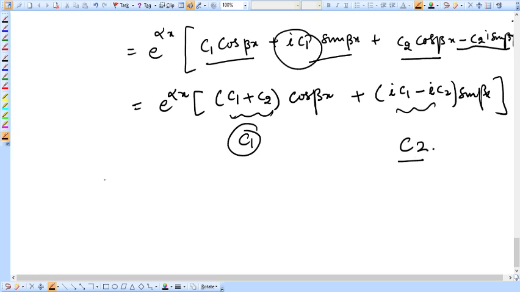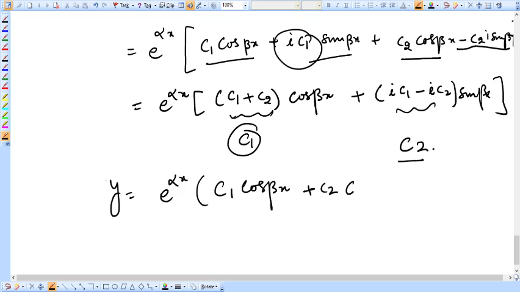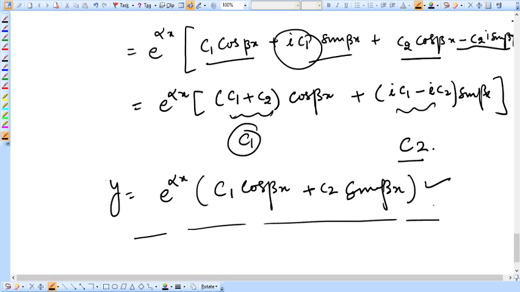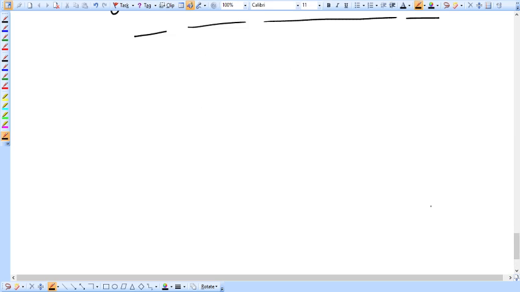So thus you have the solution e raised to power alpha x times C1 cos beta x plus C2 sin beta x. This is the solution when the auxiliary equation has complex roots. Let us take one example in order to get a clear idea of this.